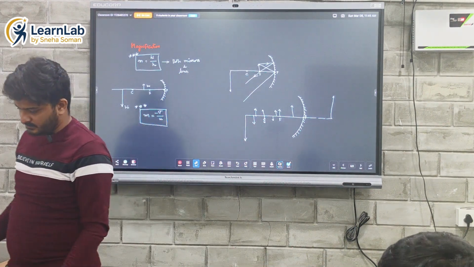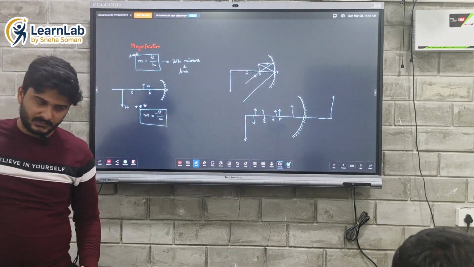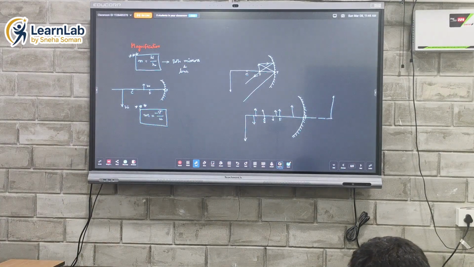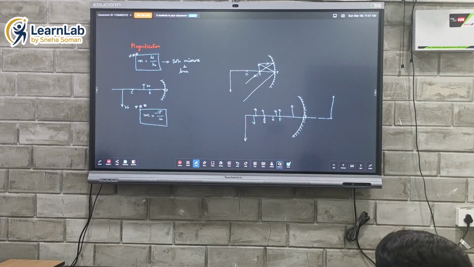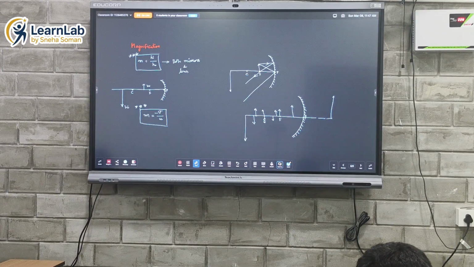Please note down. H is equal to height of image. And you write an example also next to it. It will be very useful for you. That's why you should make a master sheet, which I suggested yesterday.